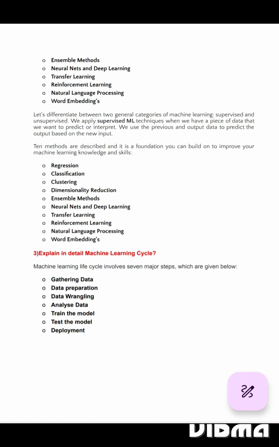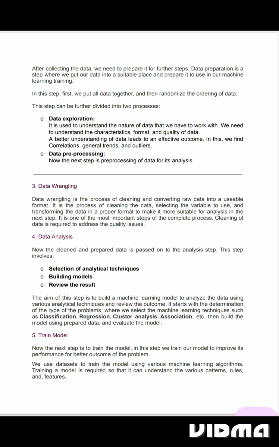3. Explain in detail the machine learning life cycle. The machine learning life cycle involves 7 major steps, which are given below: gathering data, data preparation, data wrangling, analyze data, train the model, test the model, deployment.